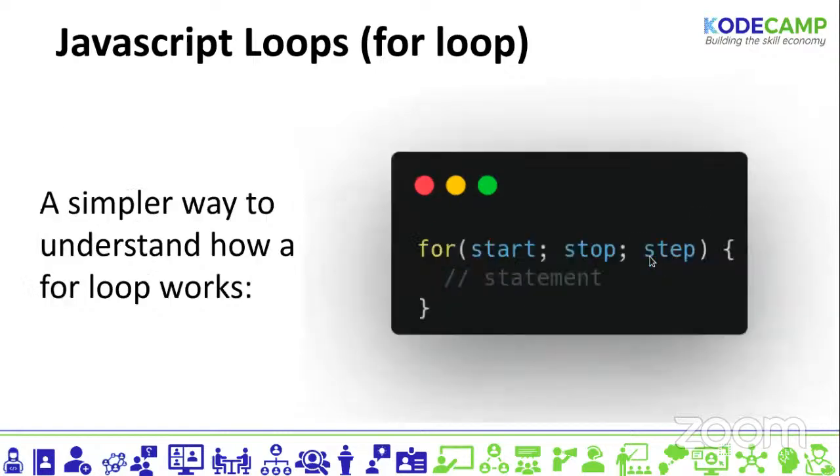So let's continue. This is how I prefer to look at a for loop. Each time I look at a for loop, I think about the first statement being the start statement, the second statement being the stop statement, and the third statement being the step, like the steps I would use to get to this stop statement.